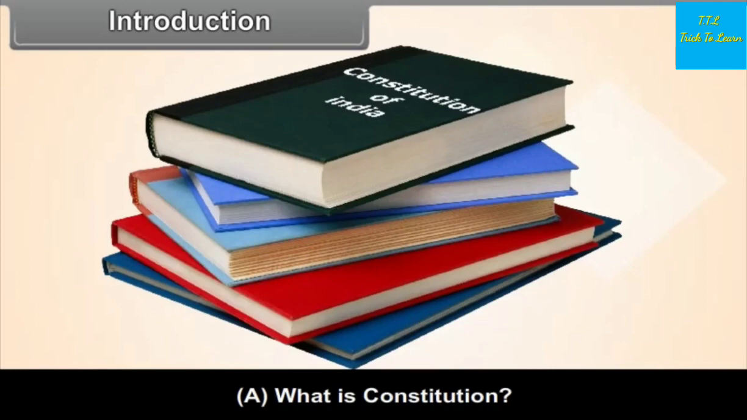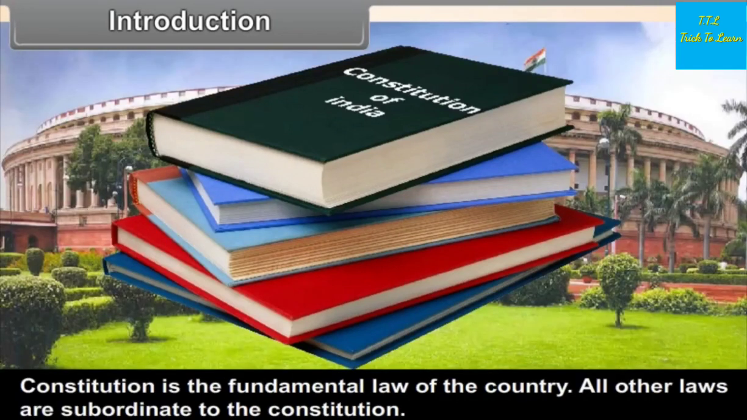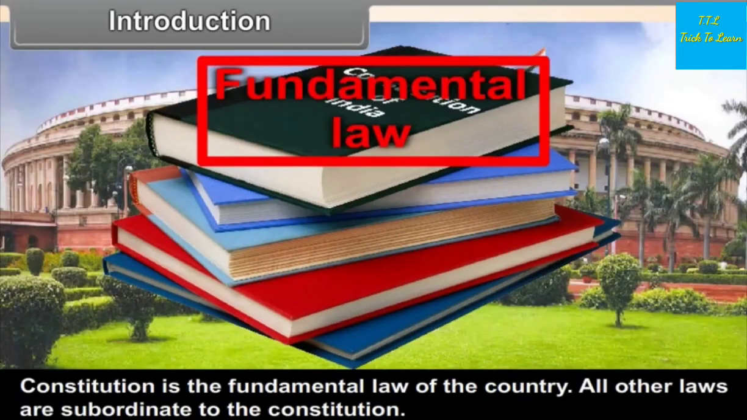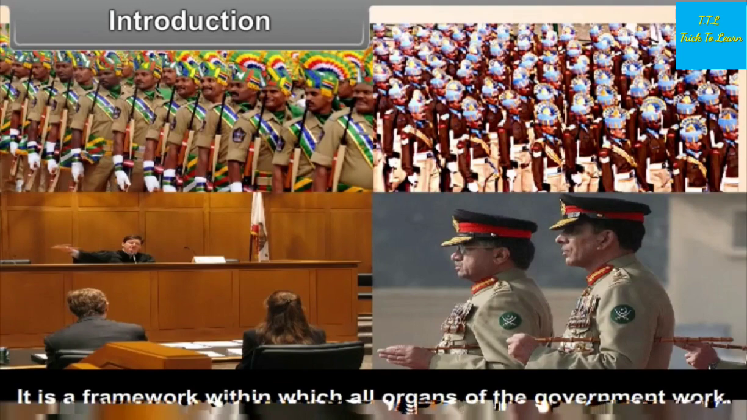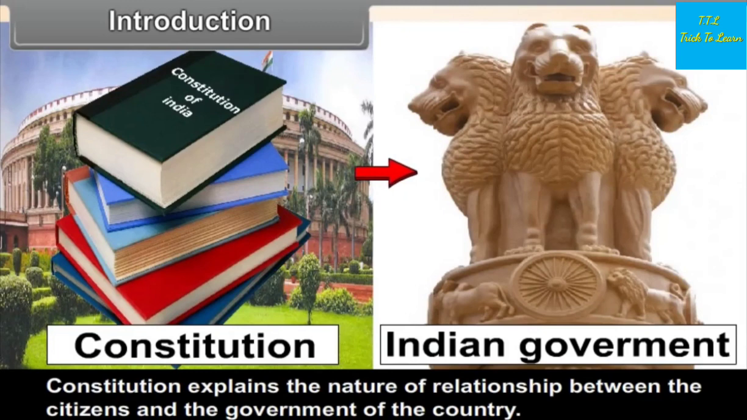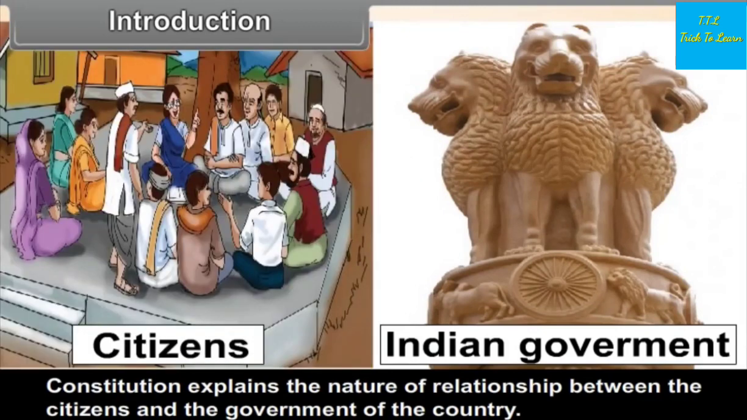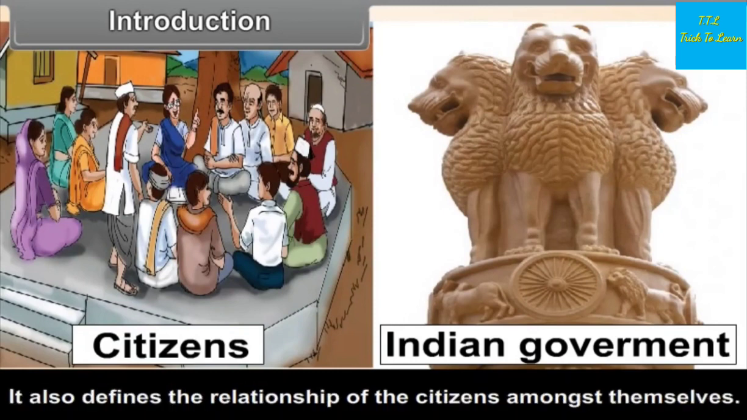A. What is Constitution? Constitution is the fundamental law of the country. All other laws are subordinate to the Constitution. Constitution is an instrument which helps in the working of government. It is a framework within which all organs of the government work. Constitution helps define the nature of relationship between the citizens and the government of the country. It also defines the relationship of the citizens amongst themselves.